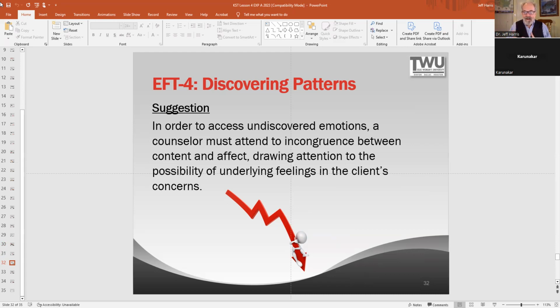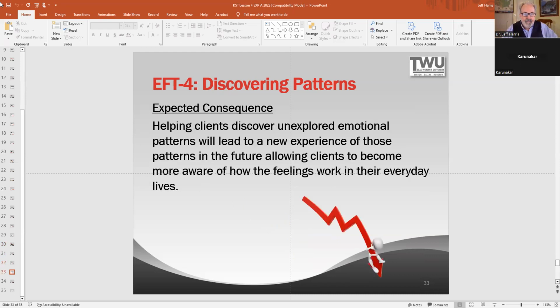So the most prominent example of this is when someone's talking like they're really mad and expressing anger, but then they may start tearing up, indicating that there may be some sadness underneath that anger. And you can probably think of other examples where there's an incongruence between the verbal and nonverbal behavior.